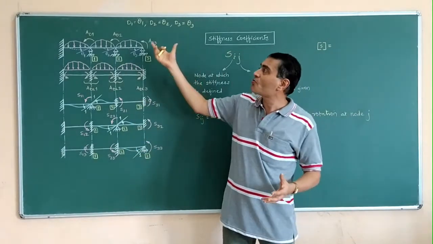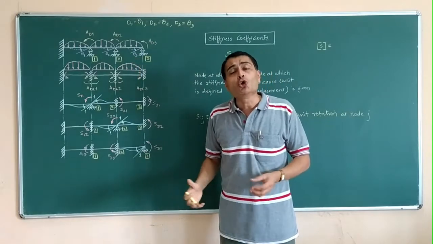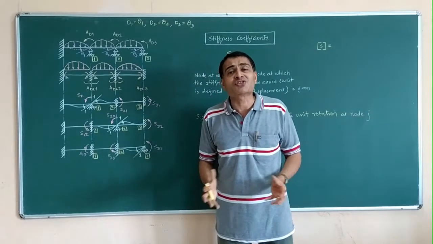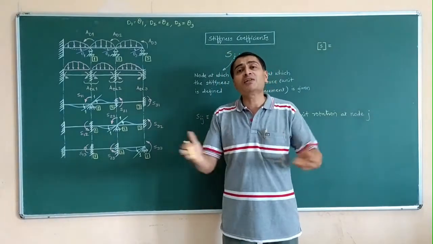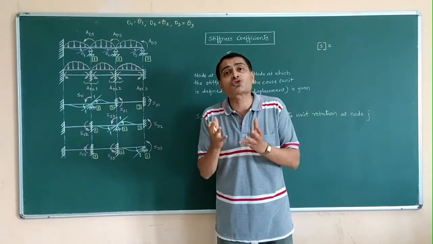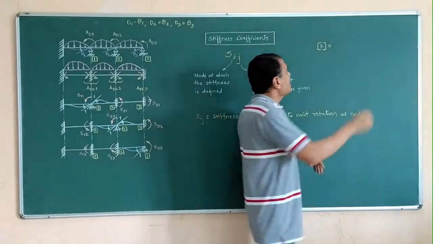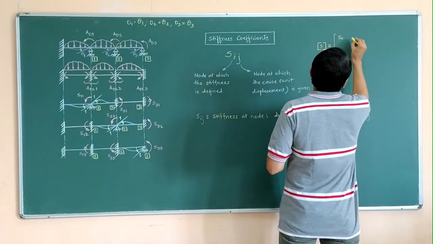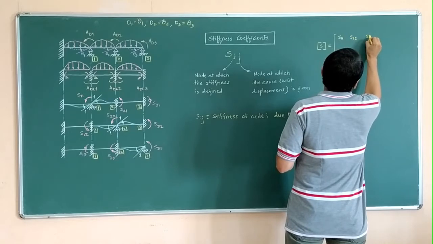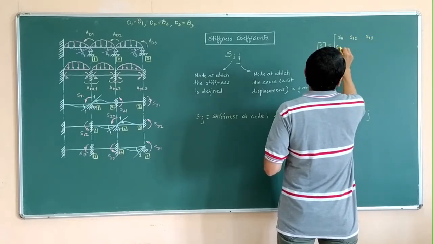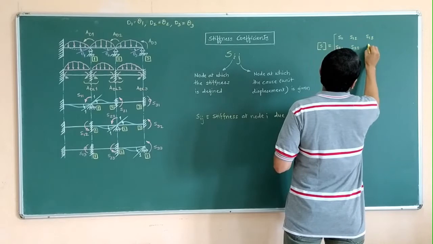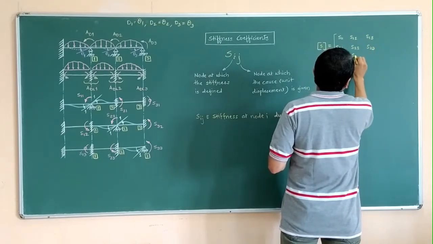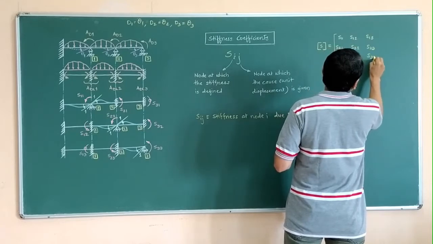If you have degree of kinematic indeterminacy as 2, you will get a 2 by 2 matrix. If it is 3, you will get a 3 by 3 matrix. If it is n, you will get an n by n square matrix of stiffness coefficients. So this matrix I am expressing here as S11, S12, S13, S21, S22, S23, S31, S32, S33.